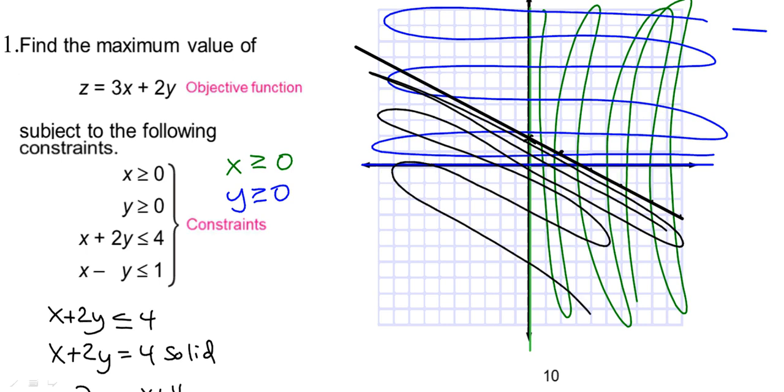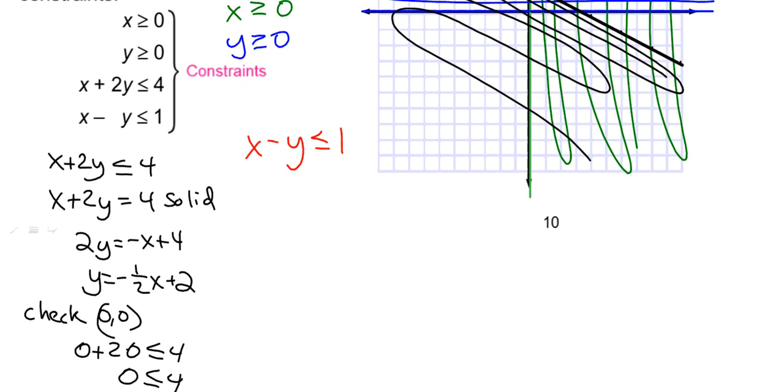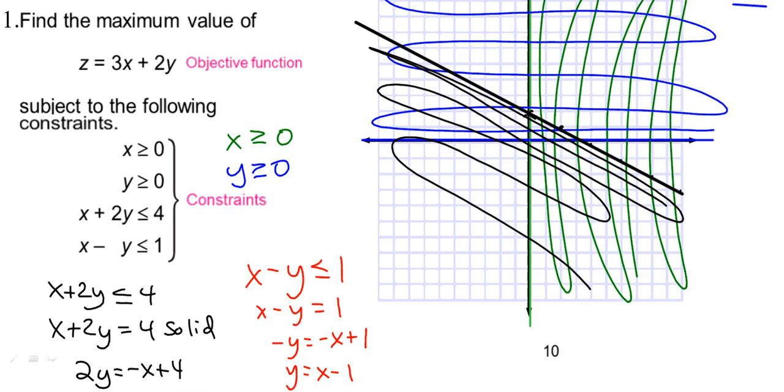And then as I go through this a little bit more, I get this next inequality, which is x minus y less than or equal to 1. And so x minus y is equal to 1. Negative y is negative x plus 1. Y is x minus 1. So that's a y-intercept of negative 1 and a slope of positive 1.